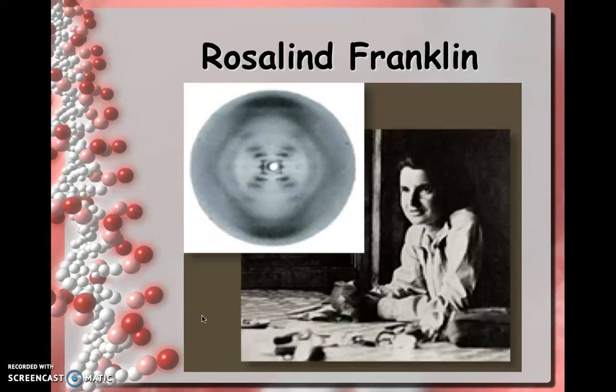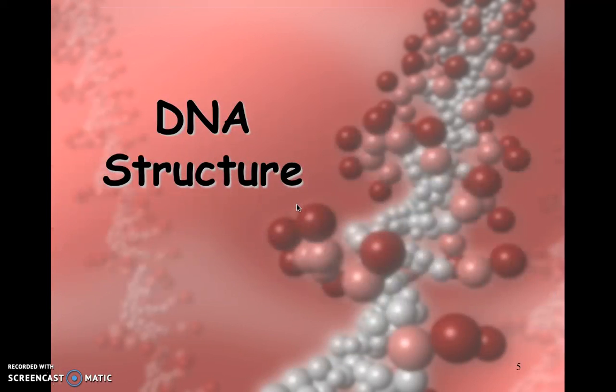That is Rosalind Franklin. And if you look here at this picture, that was the famous Photo 51. This X-shaped pattern let people know that the DNA was in fact in a helical or like a twisted structure. We'll go a little bit more into the structure of DNA now.